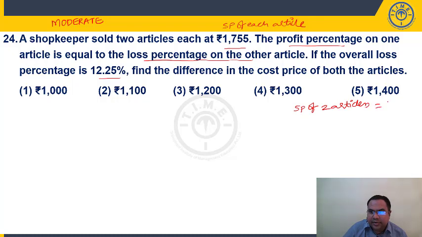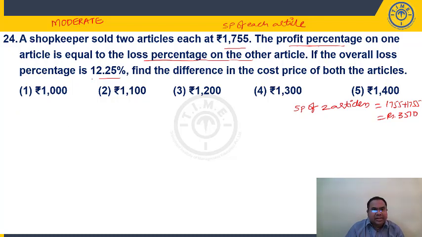Each article is 1755 plus 1755, so 3,510 rupees. Now, the selling price of each article is the same, 1755, 1755. The profit percentage on one article is equal to the loss percentage on the other article. Okay, and the overall loss percentage is 12.25%.